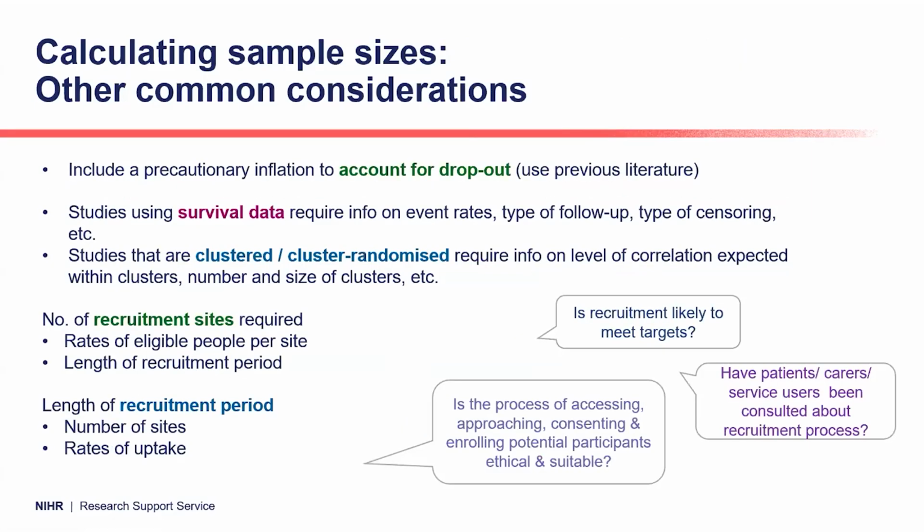Besides the dropout rate, other considerations would include the type of follow-up and the type of censoring, if, for example, you focus on survival data like death or progression rates. If you have patients clustered within GP practices, then you need to account for the intra-cluster correlation and the number and size of clusters themselves, which would just be the GP practices in this example. Just a reminder that when we're using observational data for comparative research questions, be aware of confounders if anything is causal in the research association, which you might also need to account for in your sample size.